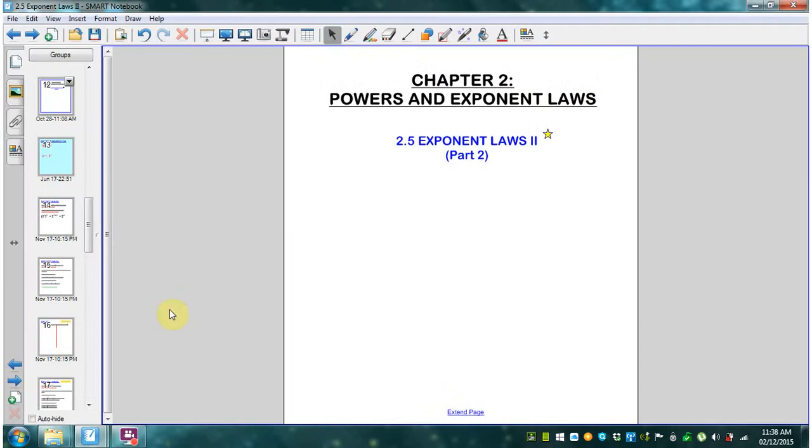Okay guys, this is part 2 of section 2.5, exponent laws 2. This is the last section that's found in this chapter, so make note of that in your notes. Keep your notes nice and neat and organized, and when you're ready, we'll move on.